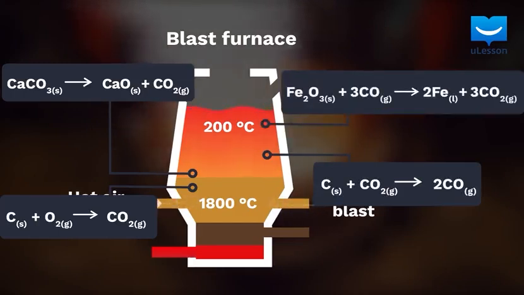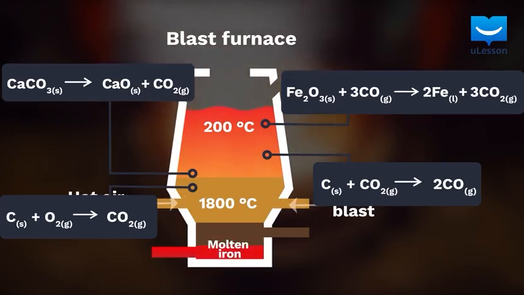The basic concept of iron extraction is to remove oxygen from iron 3 oxide. This is achieved during the reduction reaction, in which carbon 2 oxide removes oxygen from iron 3 oxide to form molten iron, which settles at the bottom of the furnace.